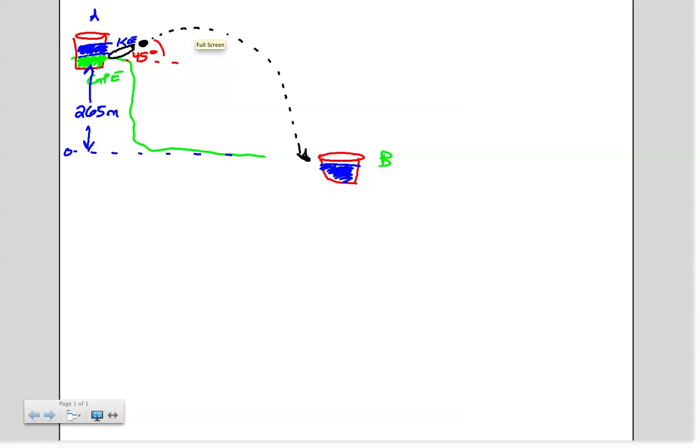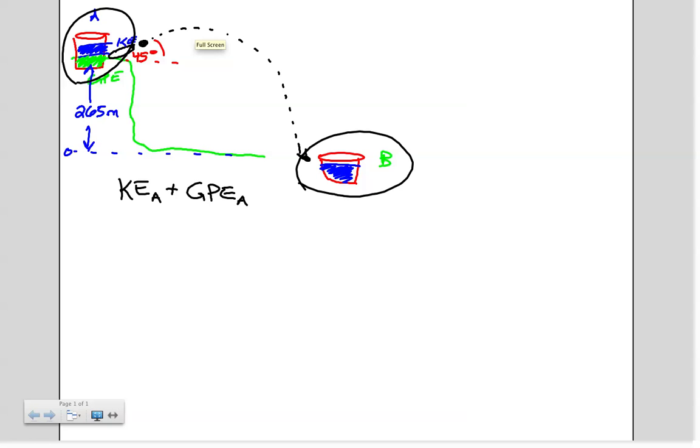All right. If we write this as a conservation of energy problem, then we can easily just say that the bucket at A must be equal to the bucket at B. And that's what we're going to do. We're going to say that the kinetic energy at A plus the gravitational potential energy at A are equal to the kinetic energy at point B.